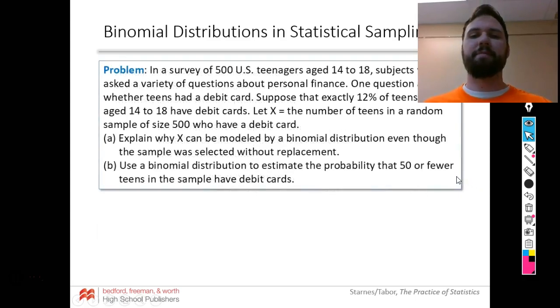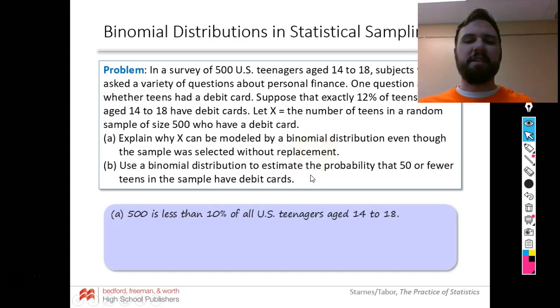So let's look at it. We'll have 500 teenagers between 14 and 18, and we're going to ask them questions. 12% of the teens have debit cards. And we use X to be the number of teens in a random sample, size 500, who have a debit card. Okay? Why can we use this as binomial even though it's without replacement? Well, that's easy. 500 is less than 10% of all the teenagers. So removing one doesn't change the pot that much.